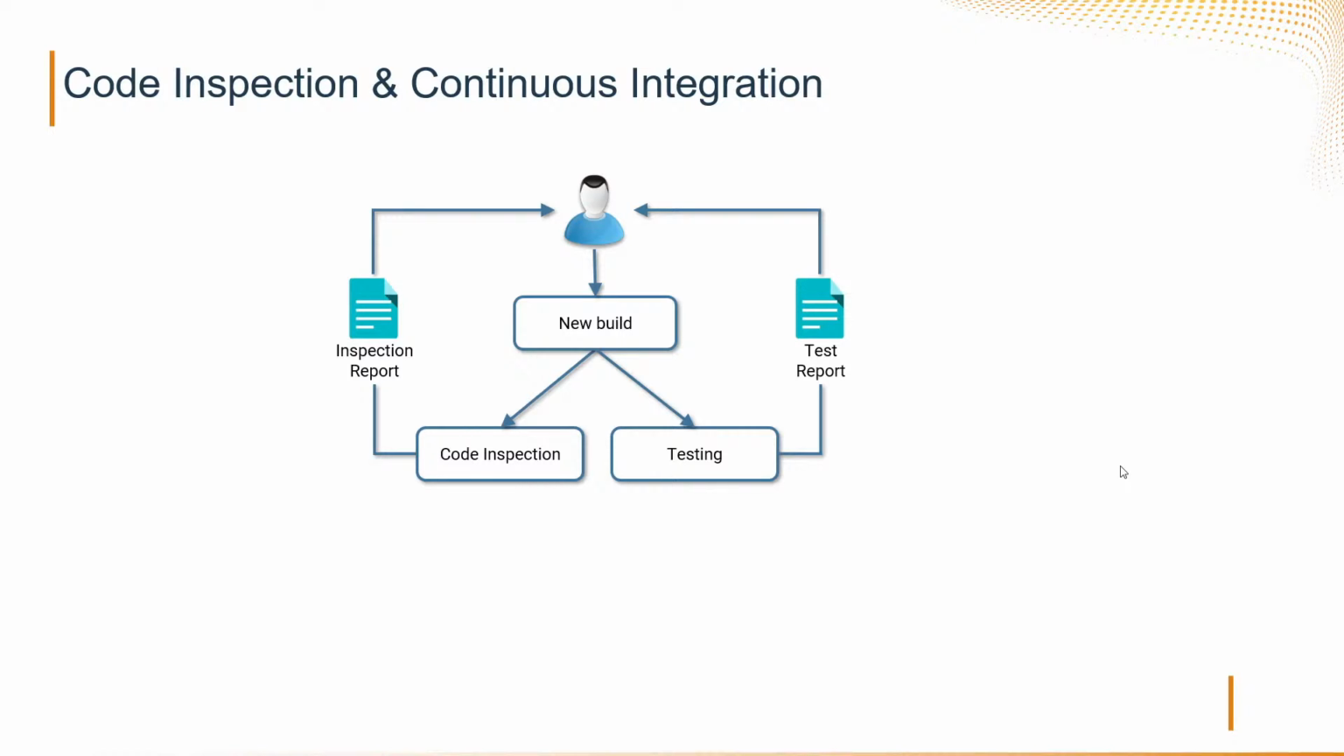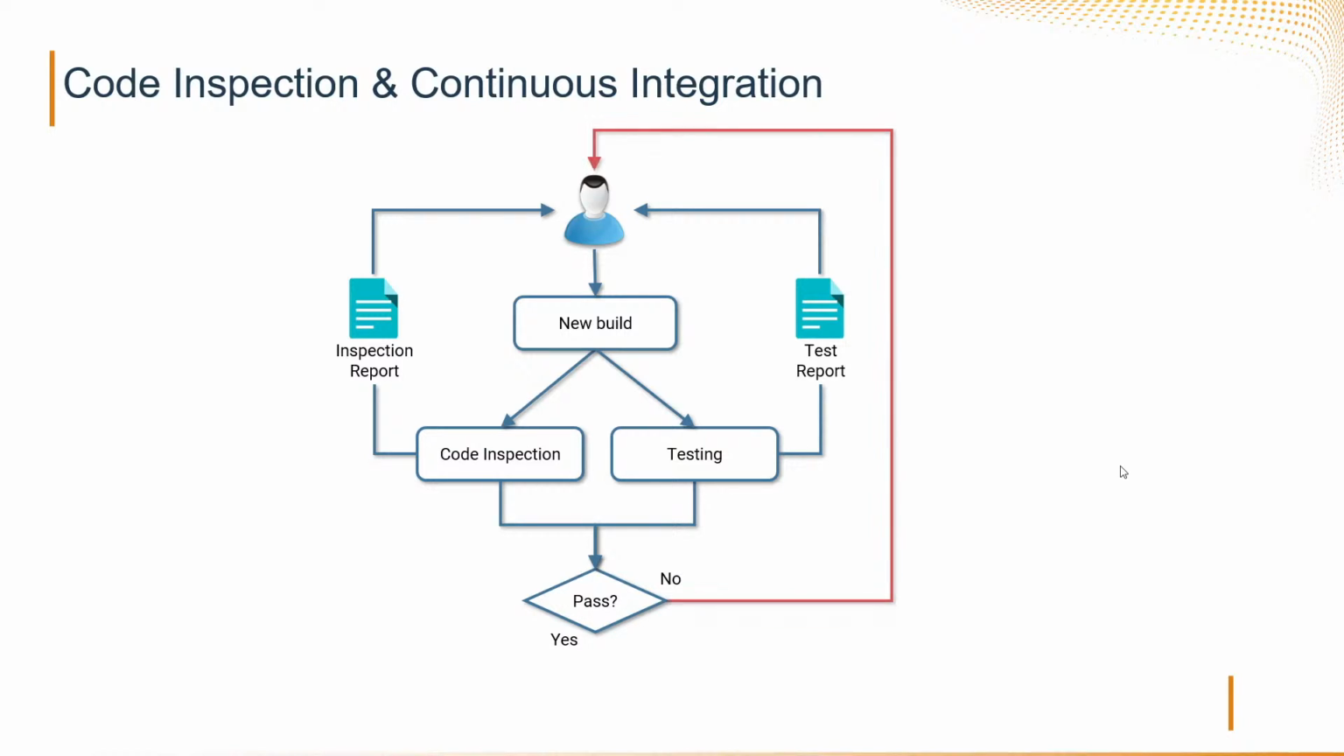Bottom line, when both testing and code inspection are completed, the decision maker, project leader, whoever, gets all the reports it needs, and then the build is good or not. If not, you will have to loop back to the development team to fix some issues and do some improvements. And if it's good, you can deploy it if that's the next step in your process.